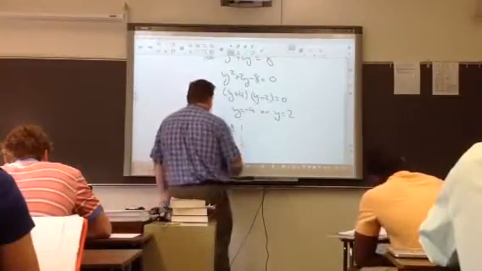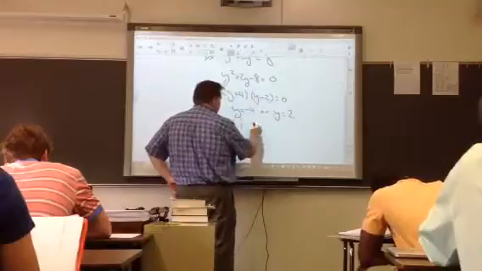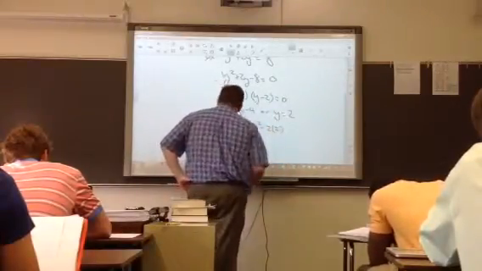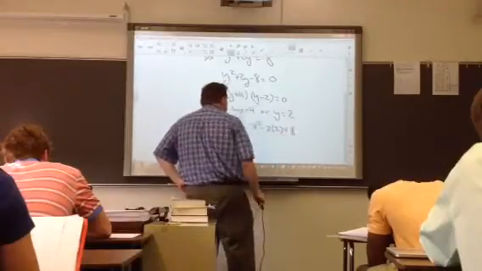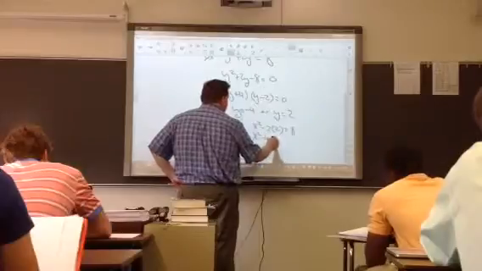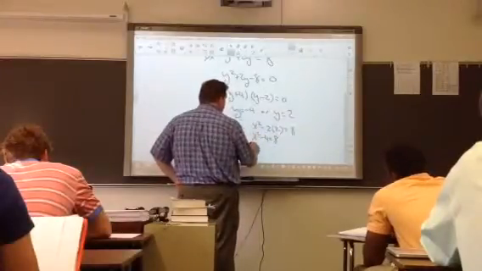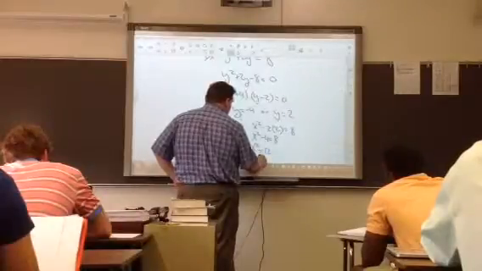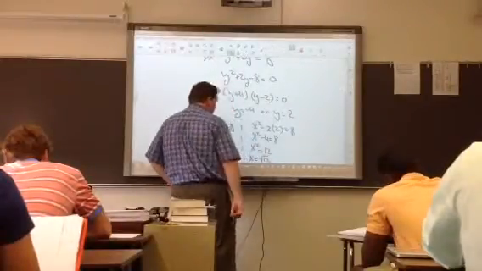That's when y is negative 4. And then when y is 2, we're going to have x squared minus 2 times 2 equals 8. That means x squared minus 4 equals 8. So x squared is going to be equal to 12. So x is going to be equal to root 12.